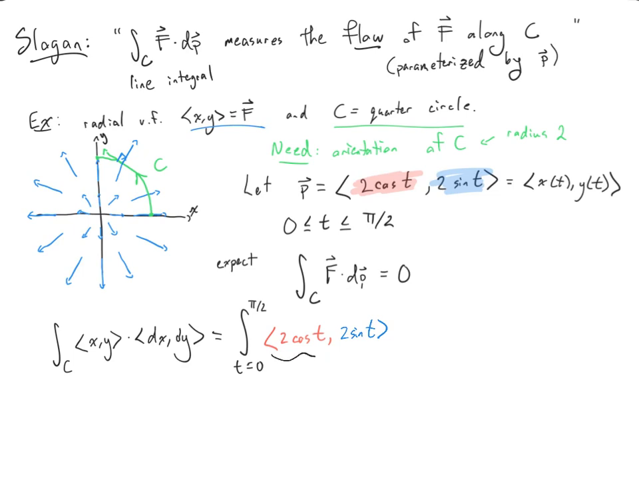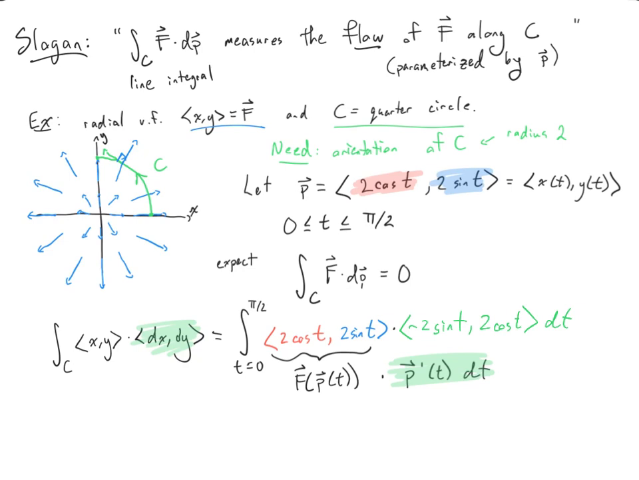So let's just write this. This is f of p of t. And then I know I need to do a dot with p prime of t dt, and that's going to fill in for my dx dy. So this guy is this after we switch to parameterizations. And so what does that become? p prime looks like minus 2 sine t, 2 cosine t dt.